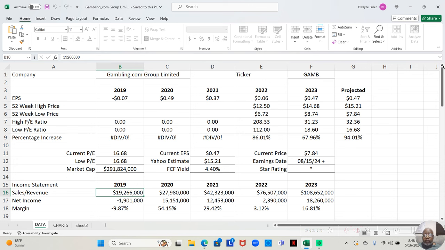2023, their low price was $8.74, high price $14.68. That was an increase of 67.96% over the course of that year. And right now they're at the low price of $7.84 a share. Yahoo analysts estimate they're going to move up to $15.21 a share. If that in fact happens and the earnings per share stays consistent, that will be an increase of 94.01% this year.